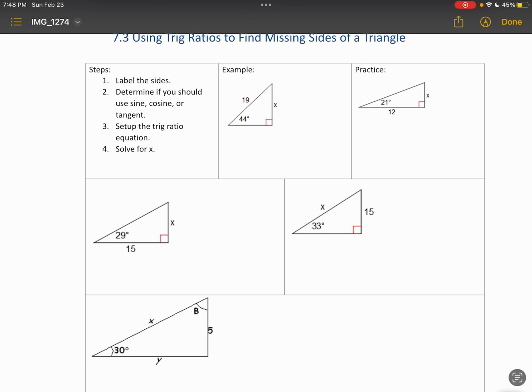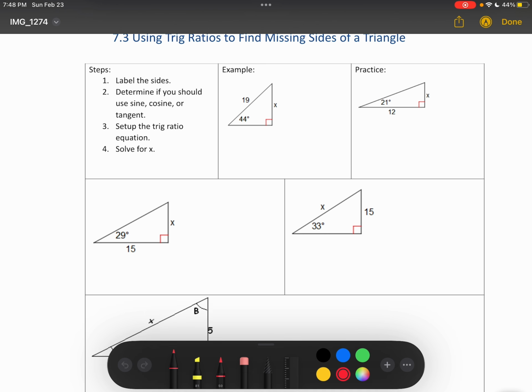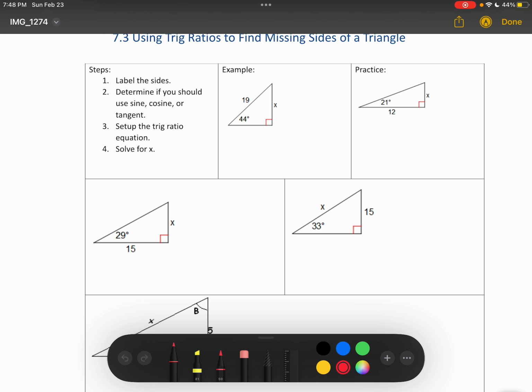So when we are using right triangle trig, our first step is always to label our sides. So that is where we've been going in and saying, okay, here is our angle right here, the 44, and then from there labeling our hypotenuse. So here's the hypotenuse. Across from the 44 is the opposite, and then between the 44 and the right angle is the adjacent.